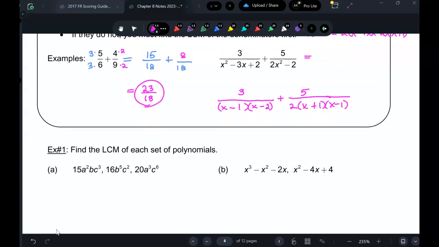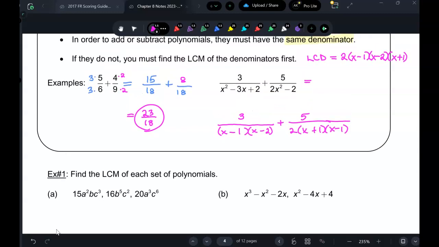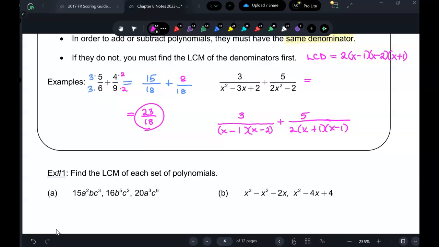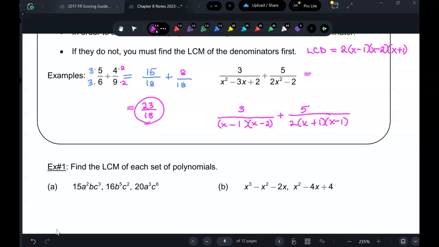You want to have there's x minus 1 and x minus 2. So why did you put only one? Why did you say the LCD equals that? I don't get that. Why is the LCD that? Because there's two x minus 1s in there.